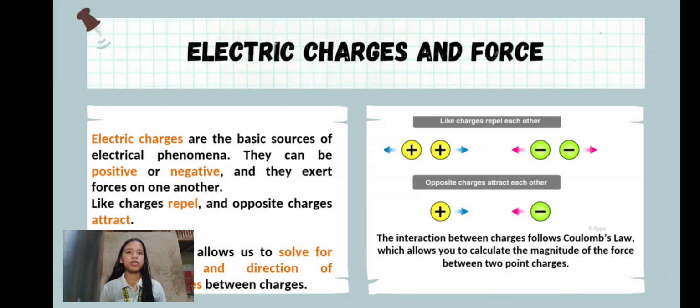Electric charges are the basic source of electrical phenomena. They can be positive or negative, and they exert forces on one another. Like charges repel and opposite charges attract.